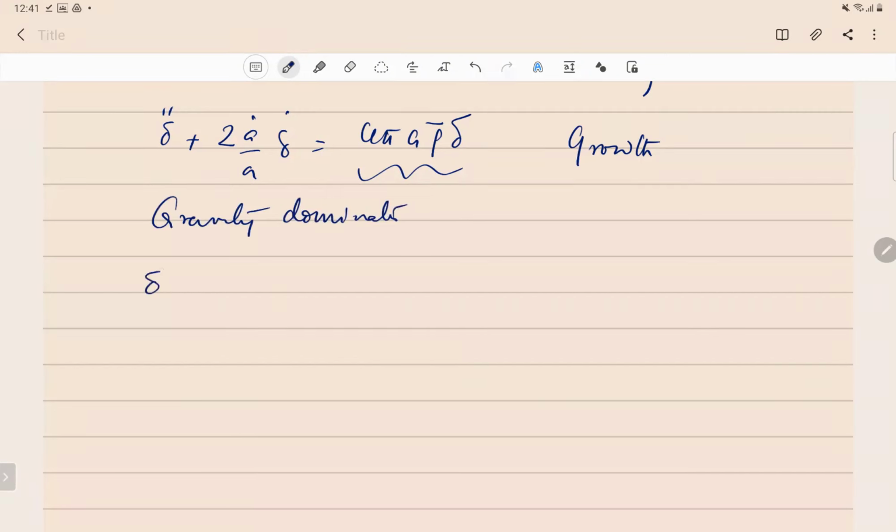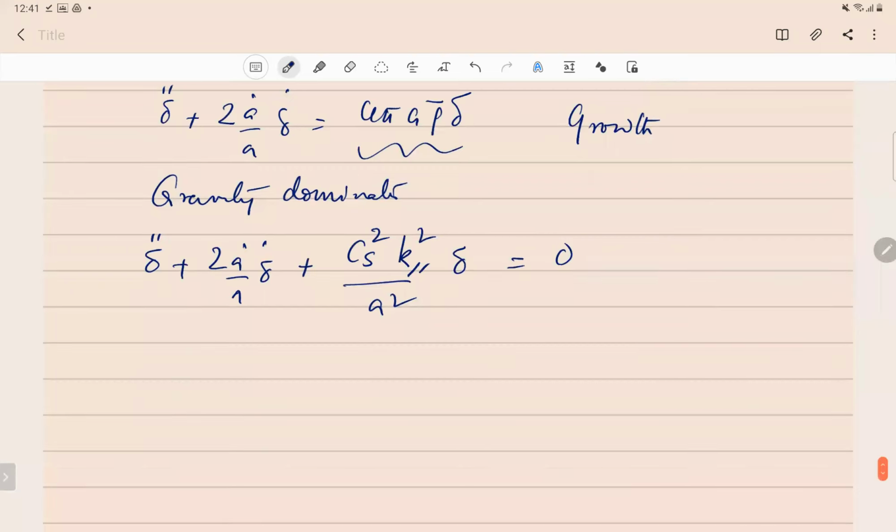And on the other extreme, you can have this equation: delta double dot plus 2 a dot by a delta dot plus cs square k square by a square delta equals 0. Now what I've done is I've actually used the plane wave, taking the Fourier transform, and actually brought this k over here. Because there was a Laplacian, so I took the Fourier transform, you get a k.